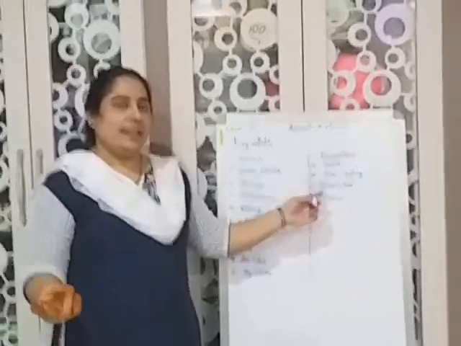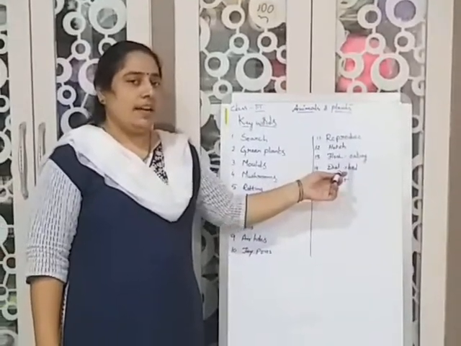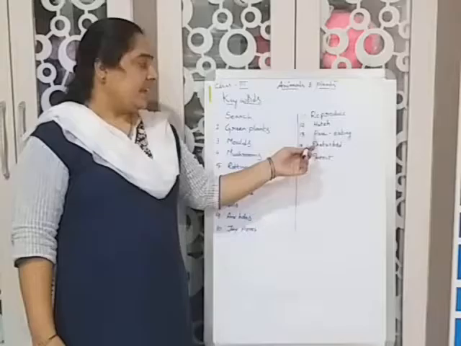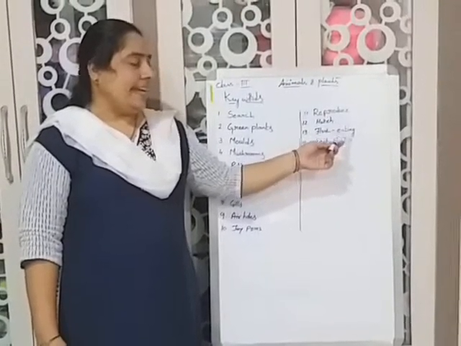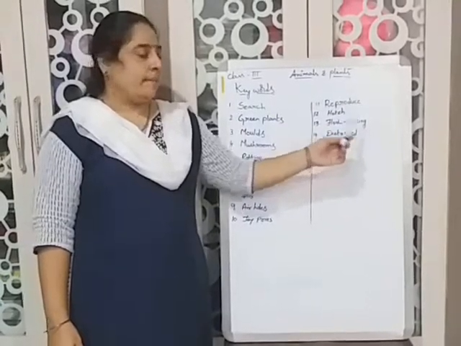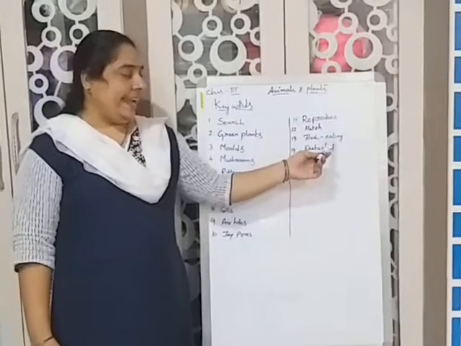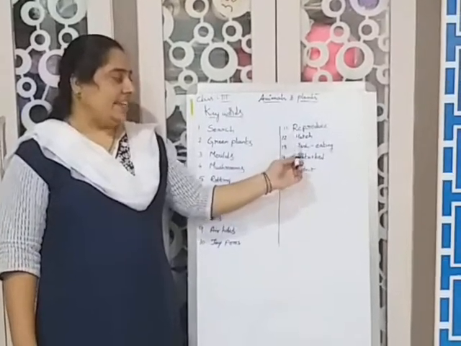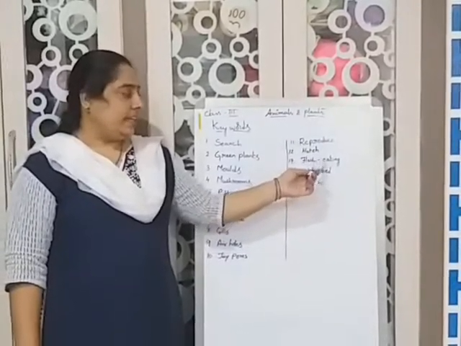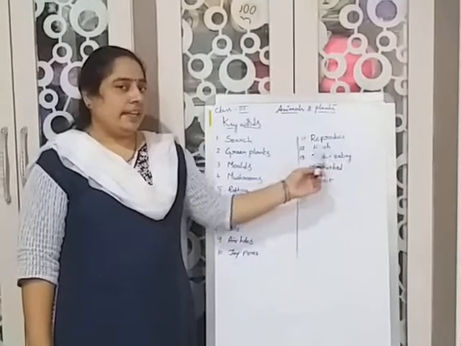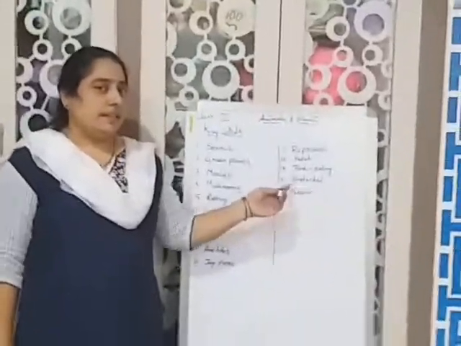Lion, tiger, bear. These all are called flesh-eating animals. F-L-E-S-H, flesh. E-A-T-I-N-G, eating. Flesh-eating. Next, disturbed.